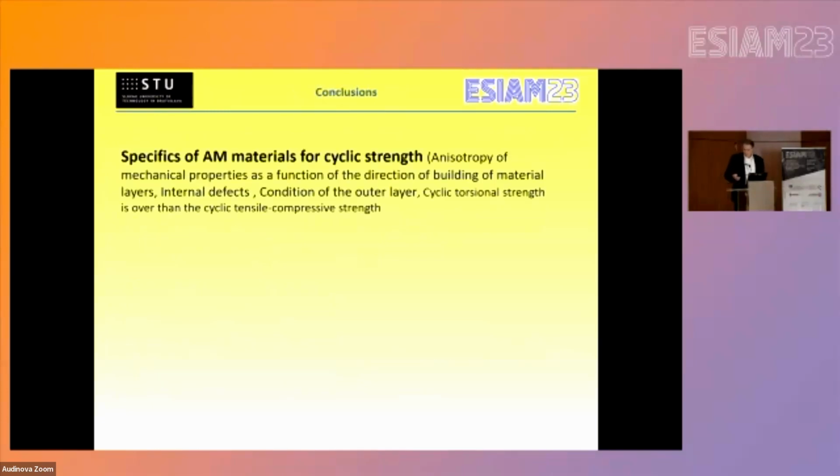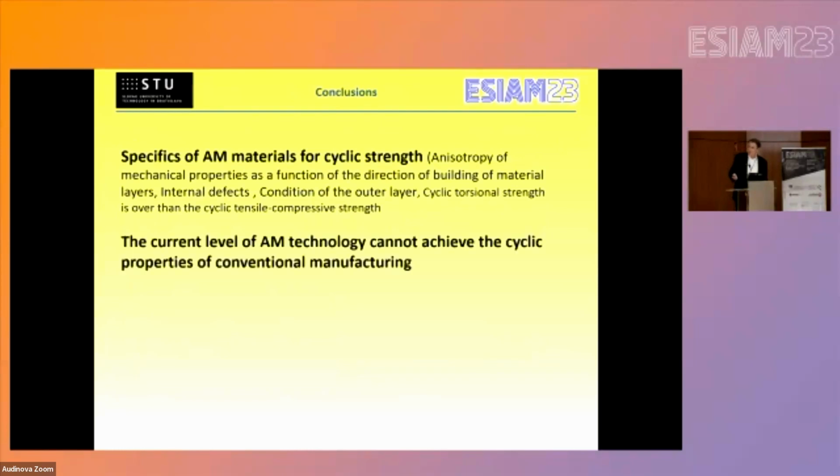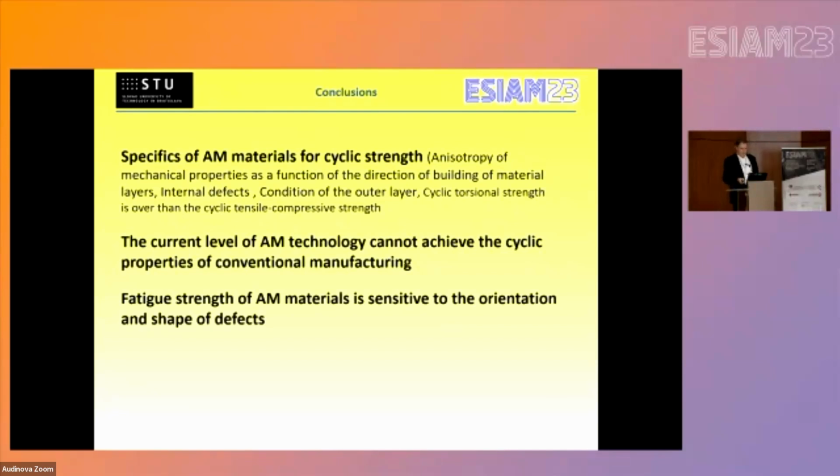Generally, it's possible to conclude that these four are the most important differences or specifics of additive manufacturing. Once again, here. Second conclusion: the current level of additive manufacturing technology cannot achieve the cyclic properties of conventional manufacturing. This is the challenge, but it will probably be lower than conventional for a very, very long time. It depends on the defect, what I mentioned, and the orientation of the defect to the maximum or main stresses. Also, the fatigue strength of AM materials is sensitive to the orientation and shape of the defect.